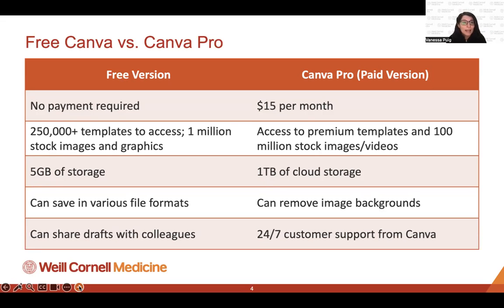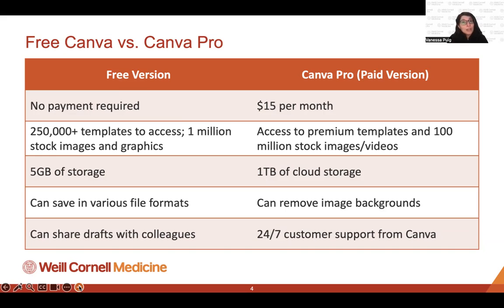There are some perks for the paid account, but for the free version, there's hundreds of thousands of templates and stock images that you can choose from to make something that looks really nice. You've got 5 gigs of storage, so there's a little bit of storage available, and anything that you create in Canva, you can actually download to your own computer. So if you run out of space, you can just download them to your device and then free up some space that way.